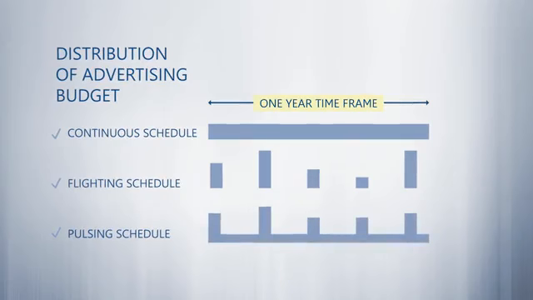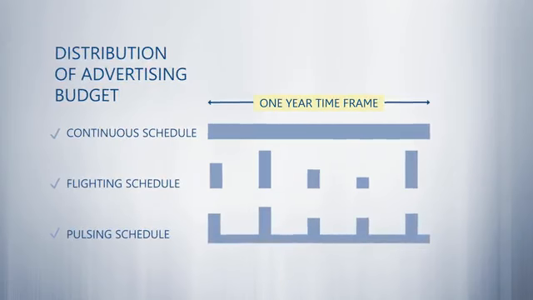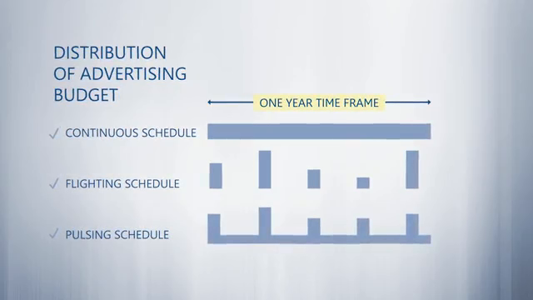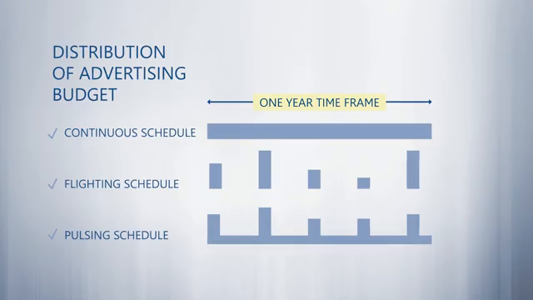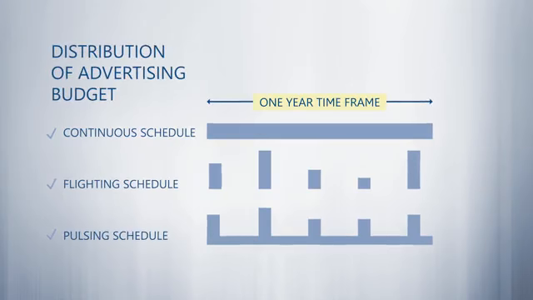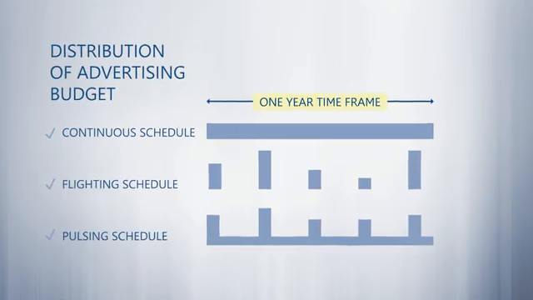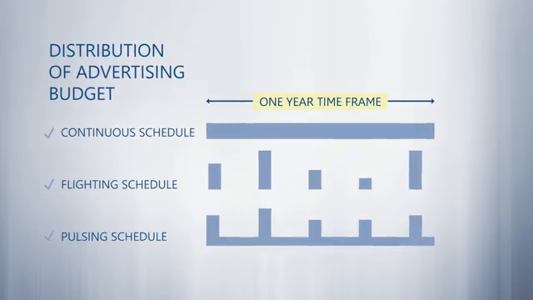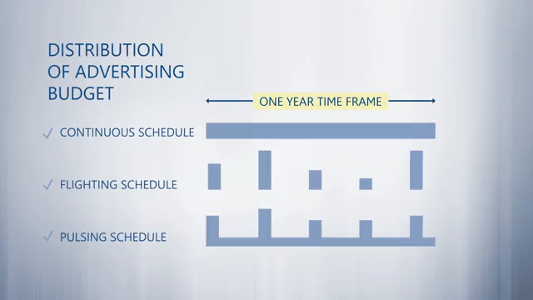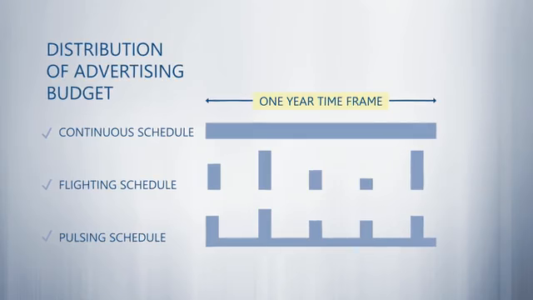The pulsing method combines flighting and continuous scheduling by using a low advertising level all year round and heavy advertising during peak selling periods. Product categories that are sold during the year but experience an increase in sales at specific periods are good candidates for pulsing. For instance, sunscreens are sold all year, but especially during the summer months.